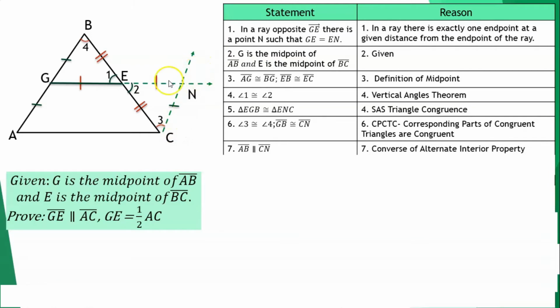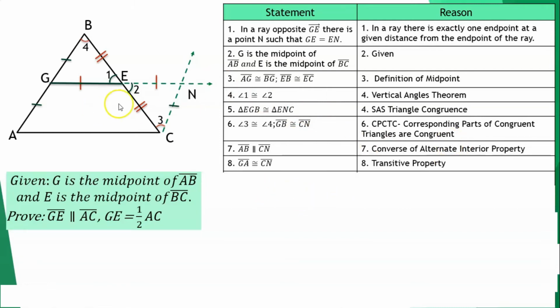So how come is that? Take note, angle 4 is congruent to angle 3. So if these two sides here are parallel, these two are congruent. Since they're congruent, it would follow that AB and CN are parallel. That's the converse of the alternate interior property. So take note of that. Okay, so with this, GA is congruent to CN. That is by transitive property.